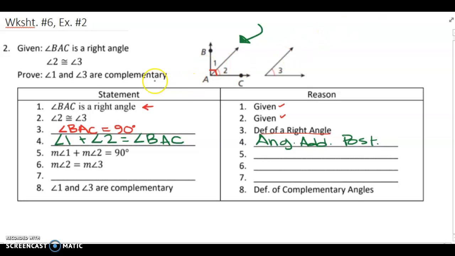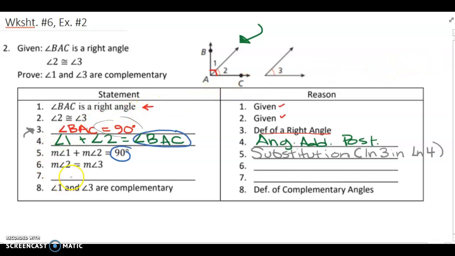Okay, well now, notice if I look at 4 to 5, the only thing changed is this angle BAC became a 90. Okay, so how can we just change BAC to 90? Well, this line allows us to do that because angle BAC is equal to 90 degrees. So I can substitute it in. So substitution, and I substituted line 3 into line 4.